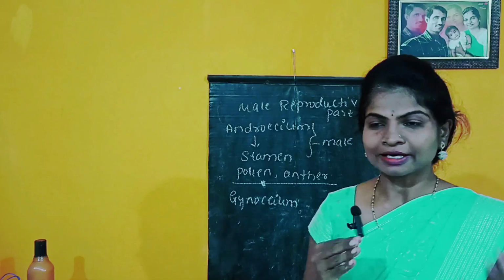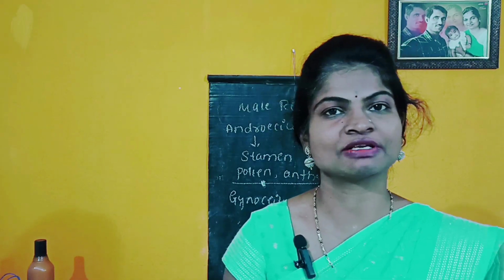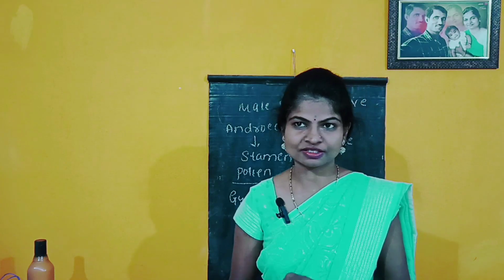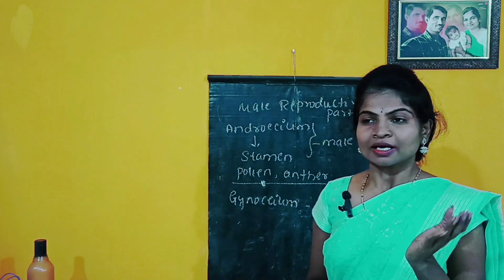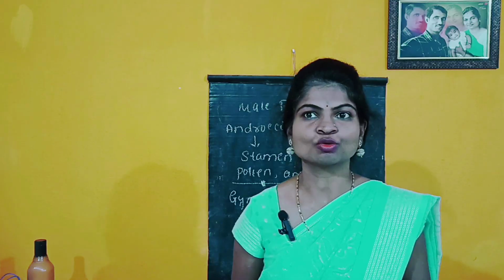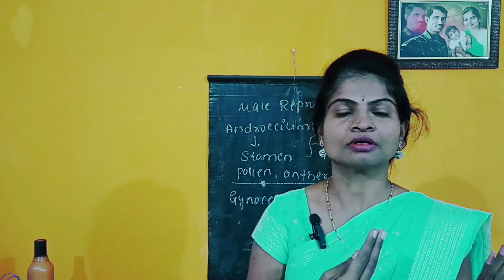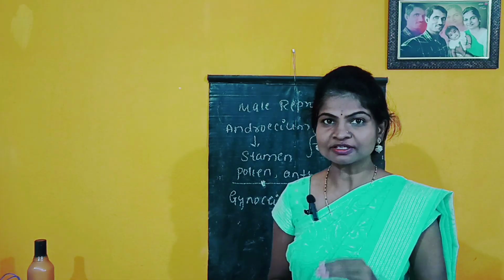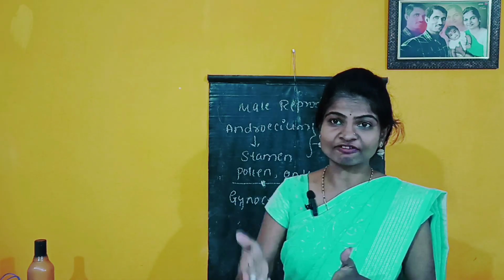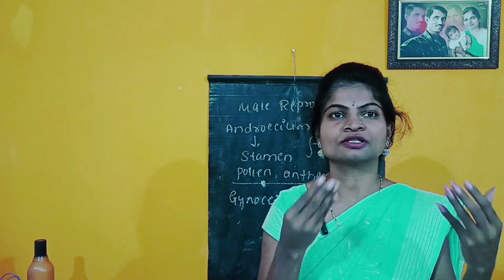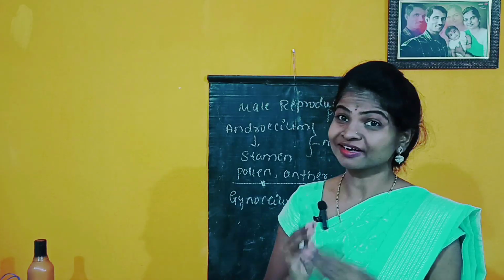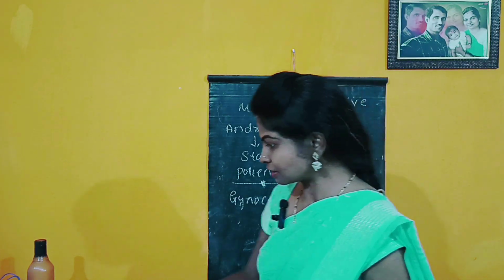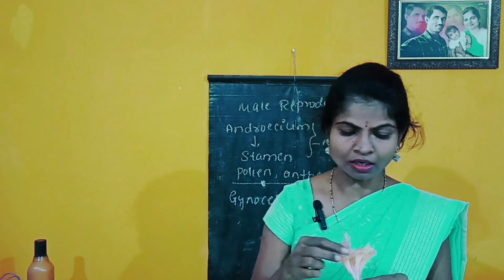Okay. Before going to the procedure, let us discuss the different parts of the flower, and what the male reproductive part and the female reproductive part are. I will discuss this in this class. As in human beings, a male gamete is nothing but the sperm. Like that, in flowers, different parts are there: the male reproductive organ, the female reproductive organ, and gametes.